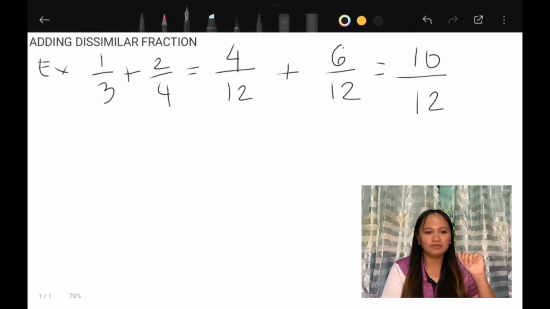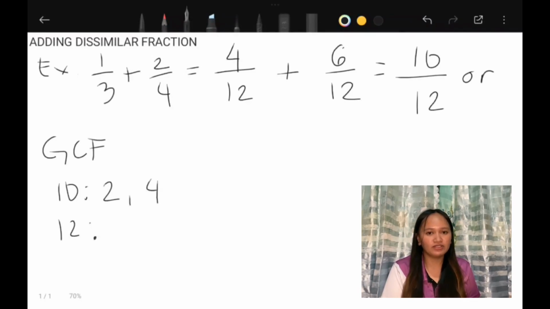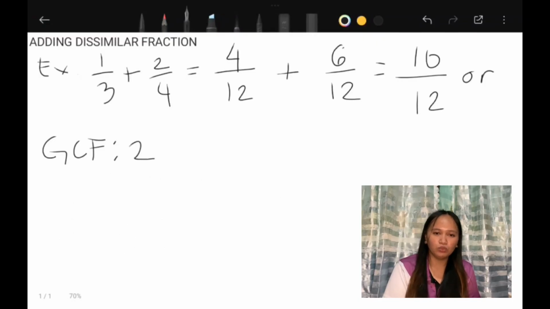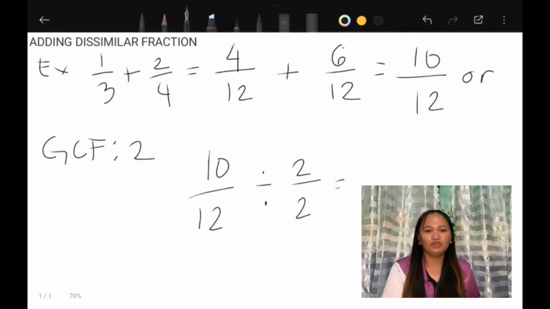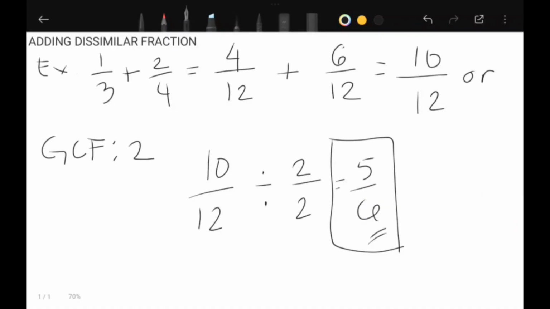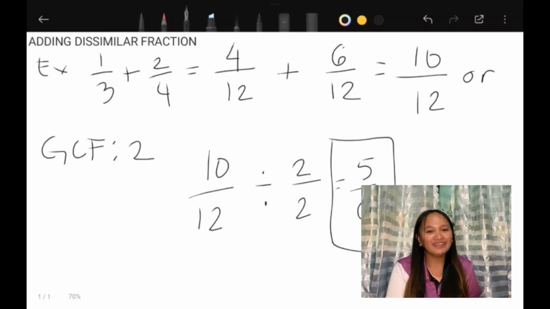Fifth and the last step is simplify the result. So 4 over 12 plus 6 over 12 is 10 over 12. So this is not our final answer yet. This can still be simplified. 10 over 12 can still be divided by 2. So 10 divided by 2 is equal to 5. Then 12 divided by 2 is equal to 6. So our final answer for 1/3 plus 2/4 is equal to 5 over 6.